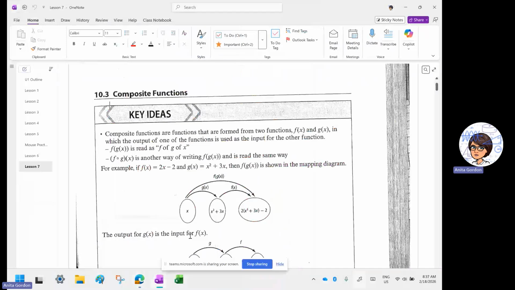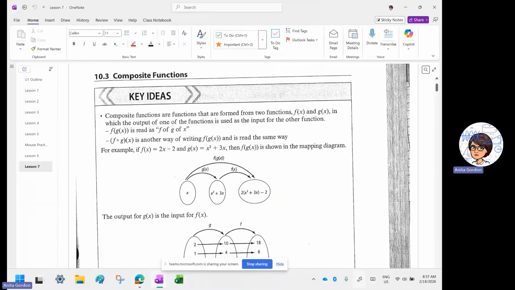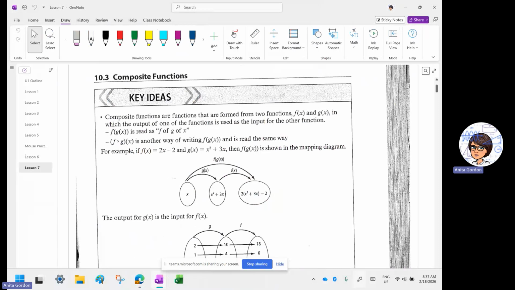Today we are going to do a composition of functions lesson. This is lesson 7 in our unit 1. These are the new notes. There is a video posted from an older notebook that teaches the same concept but just has different examples.